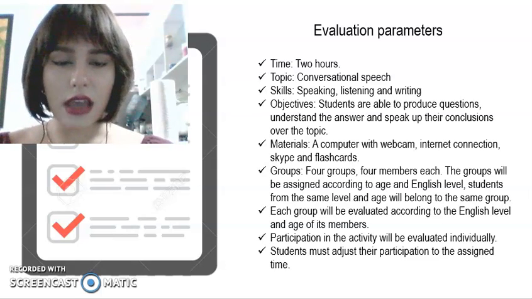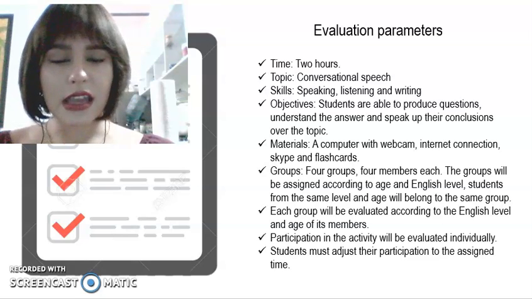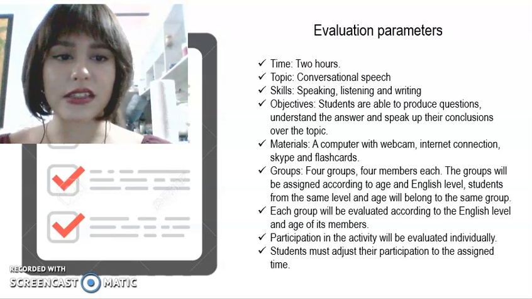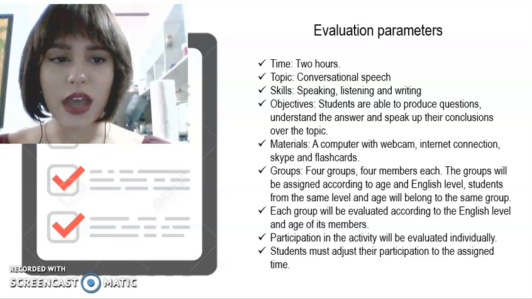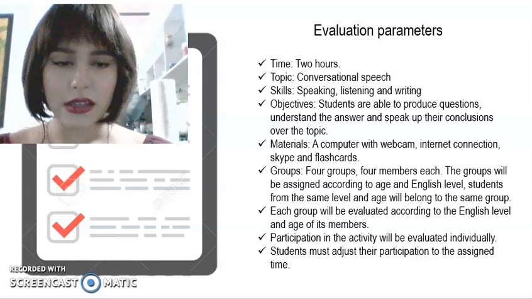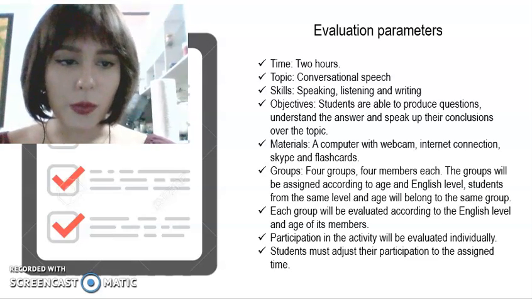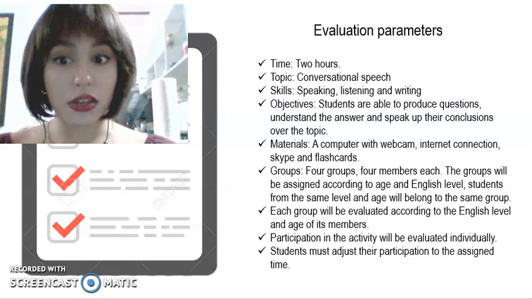The skills I'm going to see during this evaluation are speaking, listening, and writing. The objectives are that students are able to produce questions, understand the answer, and speak up their conclusions over the topic. The materials are a computer with webcam, internet connection, good internet connection, Skype, and flashcards.